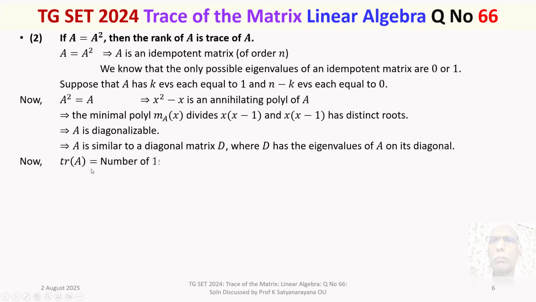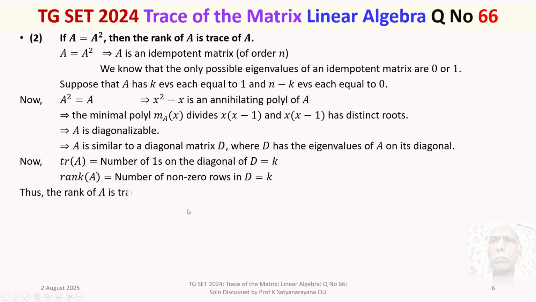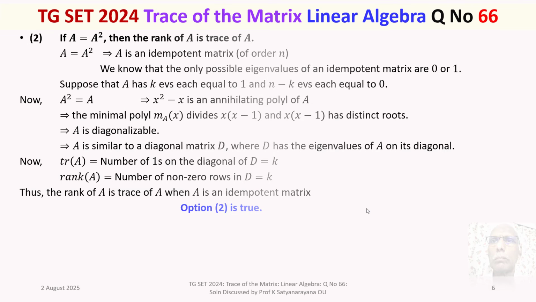Now, trace of A will be the number of ones on the diagonal of D. That is k. And the rank of A is the number of non-zero rows of D. There will be k non-zero rows. That's equal to k. Thus, the rank of A is same as trace of A when A is an idempotent matrix. Thus, the option 2 is true. Right. We move on to option 3.